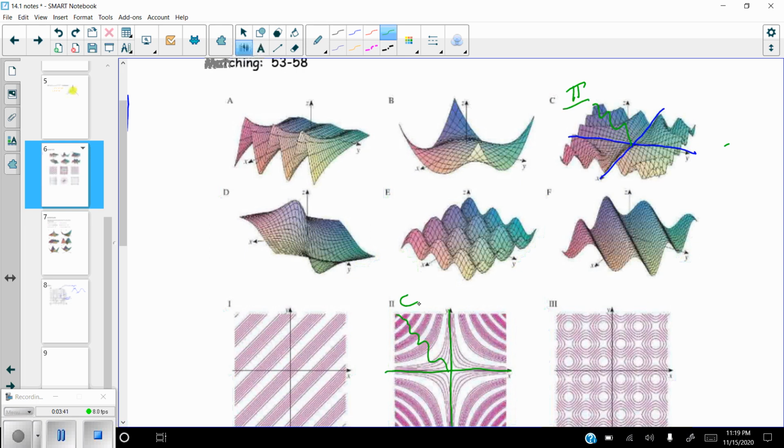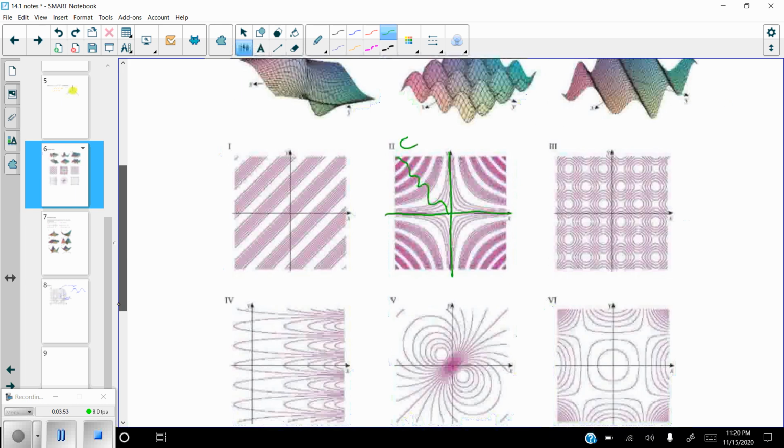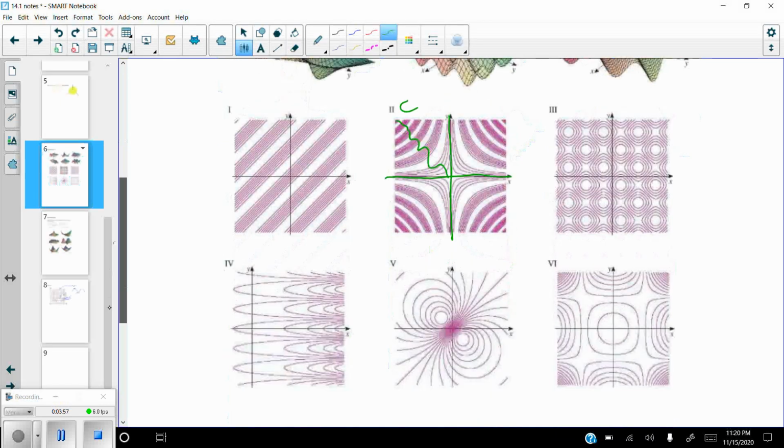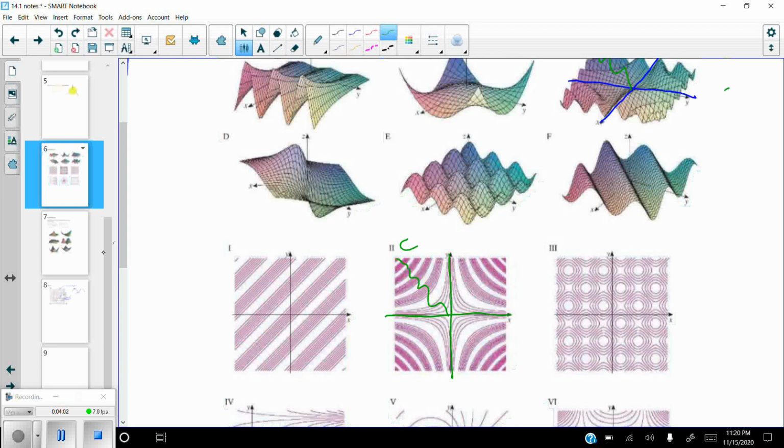Let's see. What other one seems to make sense? Well, E actually looks like it probably is the one that makes the most sense because it looks like just a whole bunch of hills and valleys. And the only one that I can see on here that looks like a whole bunch of hills and valleys in a pattern where it's left and right, up and down, all that kind of stuff looks like number 3. Okay, I'm pretty sure that number 3 is E.